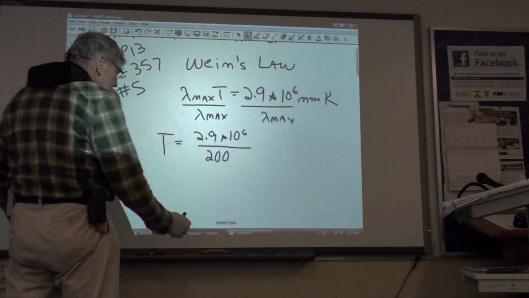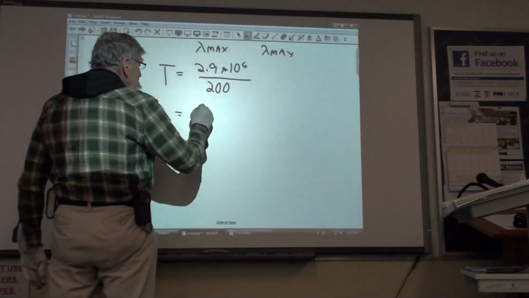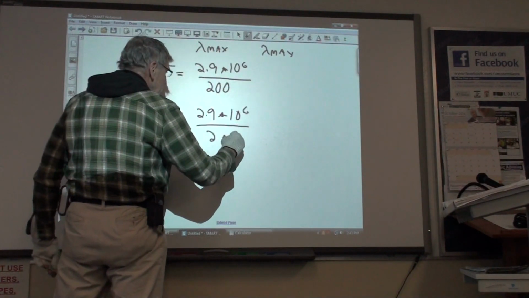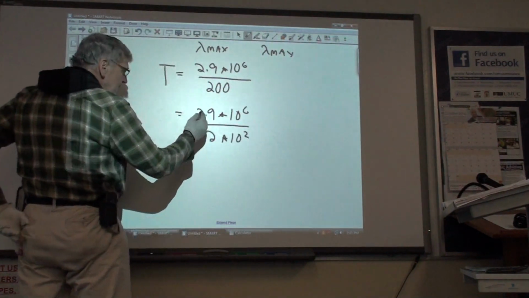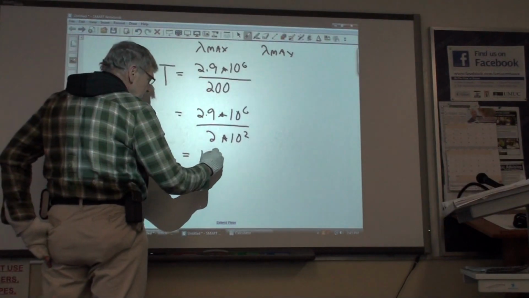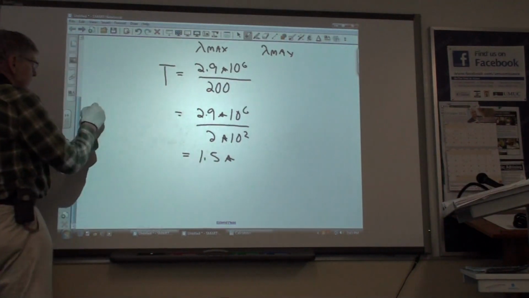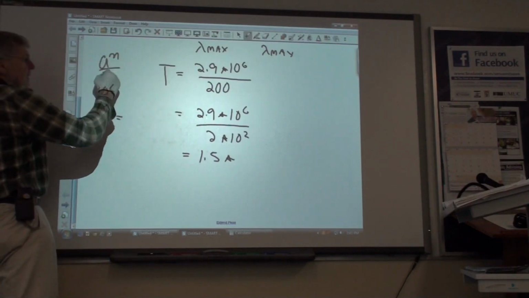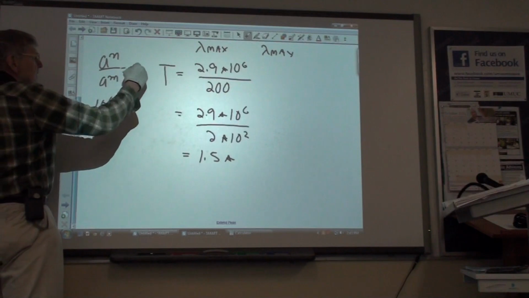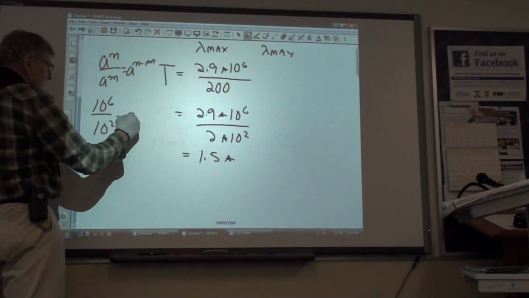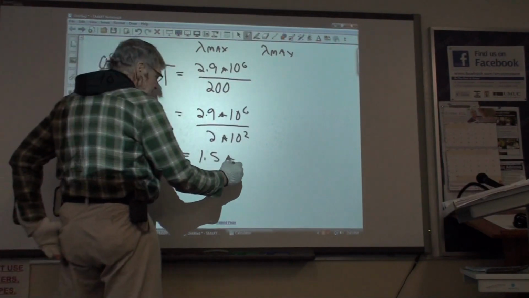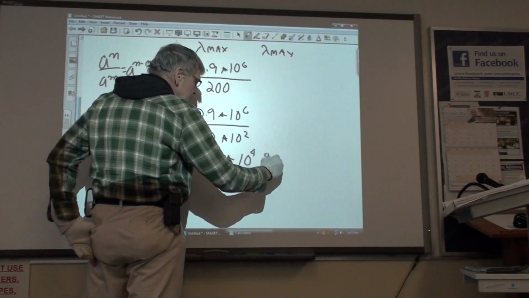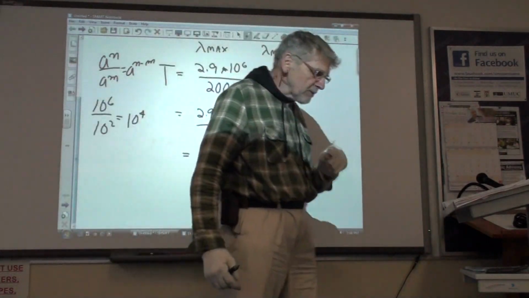So this is equal to 2.9 times 10 to the 6, and 200 is 2 times 10 squared. And if you divide 2.9 by 2, you get 1.5. Now, 10 to the 6 divided by 10 to the 2 follows the rule that a to the n divided by a to the m is a to the n minus m, so this is equal to 10 to the 4th. So the answer is 1.5 times 10 to the 4th degrees Kelvin for our answer to that problem.